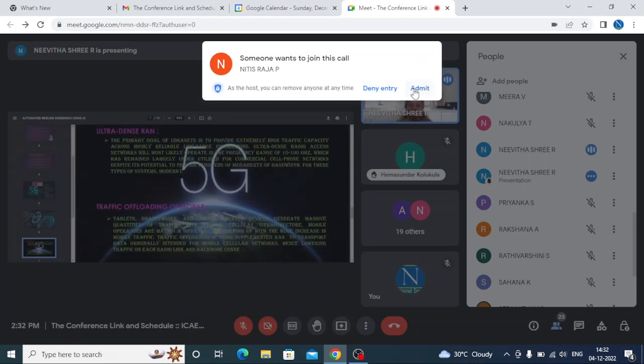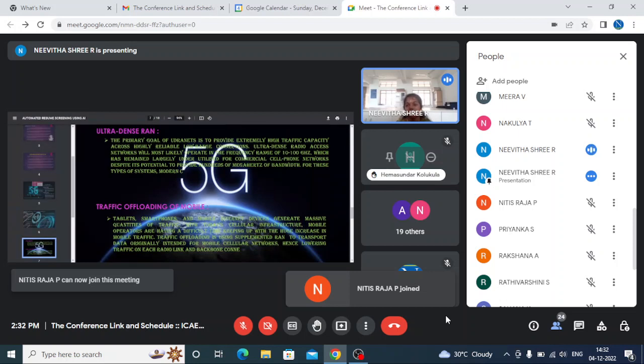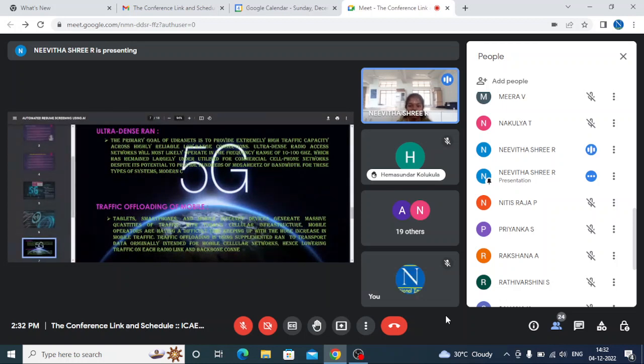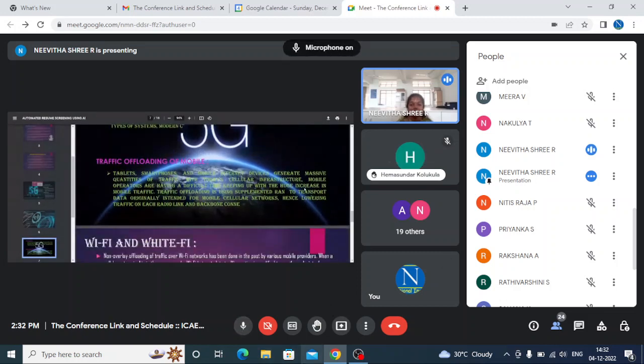Ultra-dense RAN. The primary goal is to provide extremely high traffic capacity across highly reliable low-range connections. The ultra-dense radio access network will mostly operate in the frequency range of 10 to 100 GHz, which has remained largely underutilized for commercial cell phone networks despite its potential of hundreds of megahertz of bandwidth for these types of systems. Traffic offloading of mobiles, tablets, smartphones.